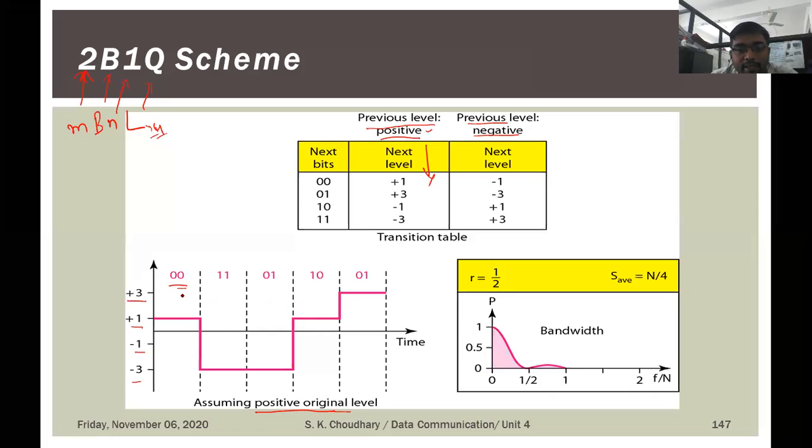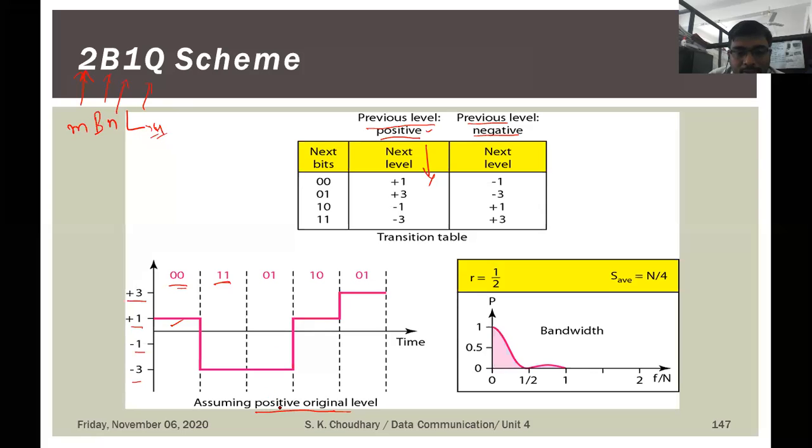Okay. So in this case, when you have 00, it would be represented as +1. Then when the next one is 11, 11 is -3, so directly it would shift to -3. Next one is 01. So again it would shift to +3 actually. So you can see, okay, this is very important, how we have to represent it.